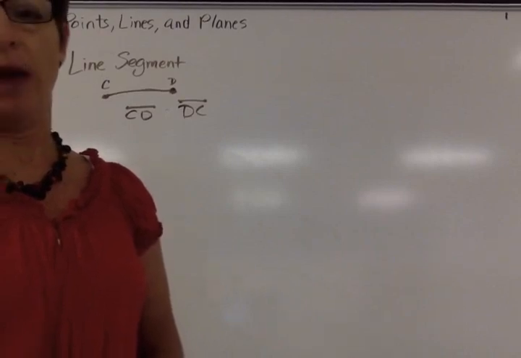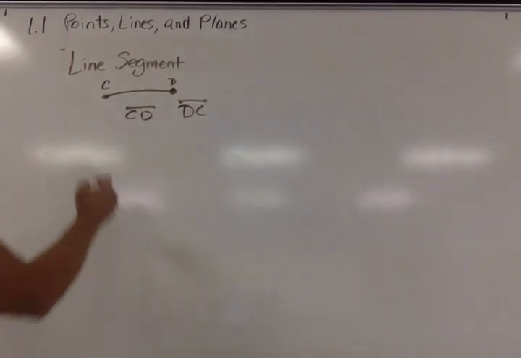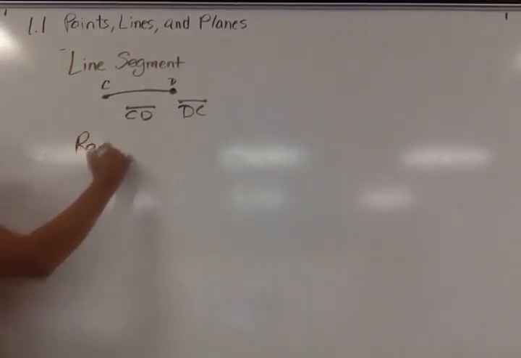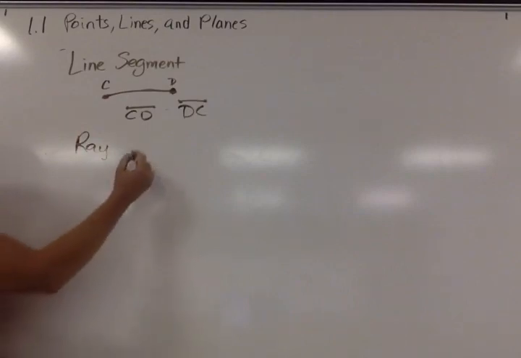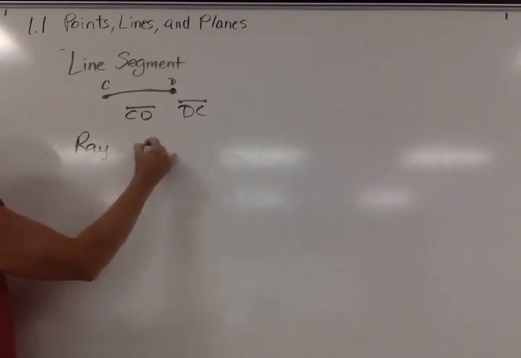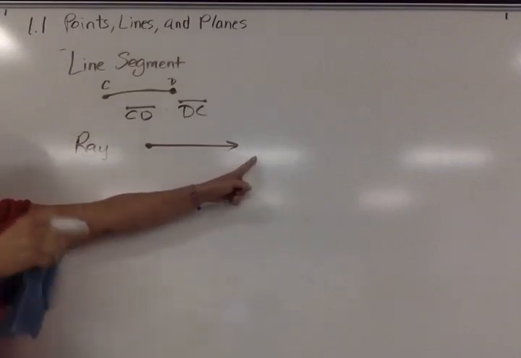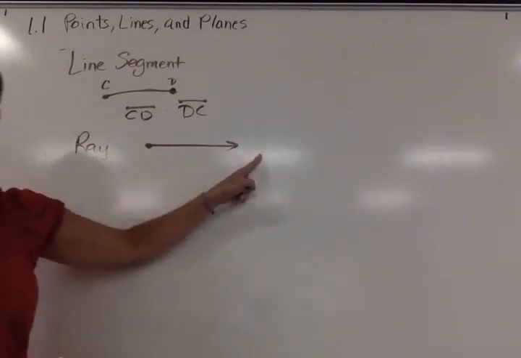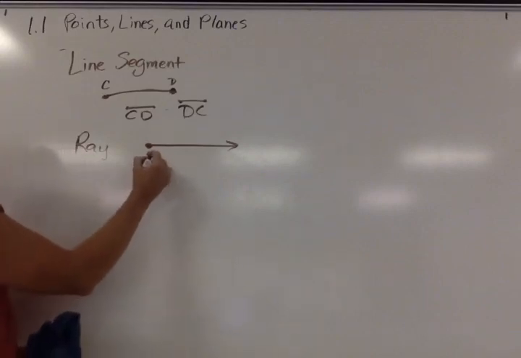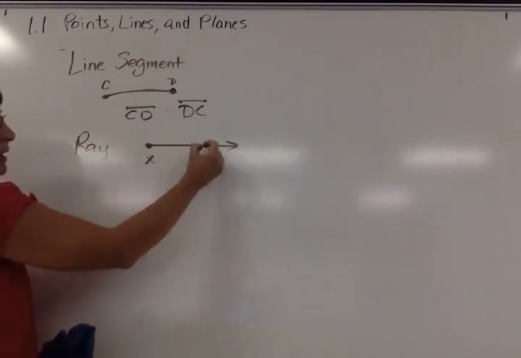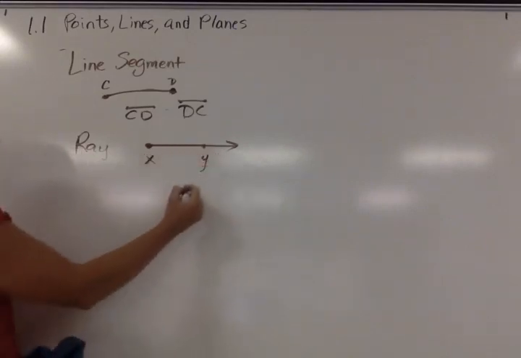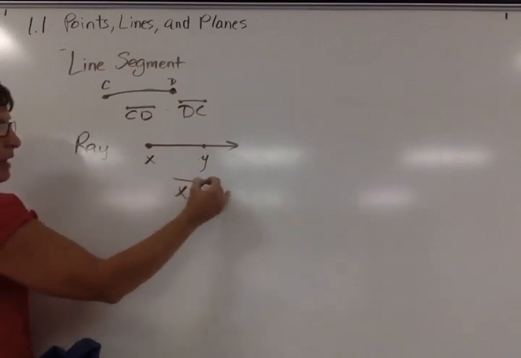Now, we can also put those 2 together, and we could have one endpoint and one going on forever, and that's called a ray. So I'm starting with an endpoint, and then I'm just going to go infinitely in one direction, and that would be called a ray. And so if I would label this, we'll call it X, and we'll go Y here. This would be ray XY.